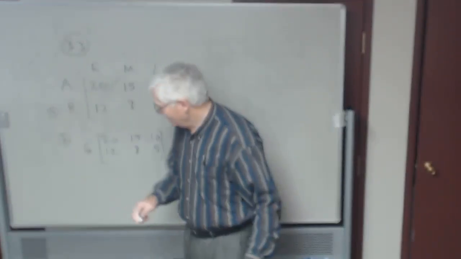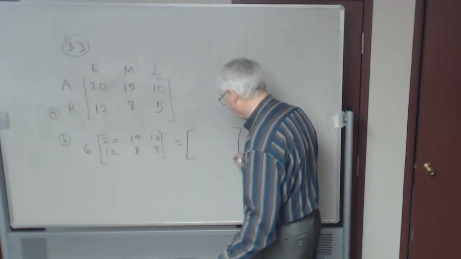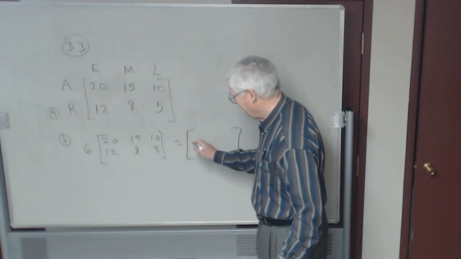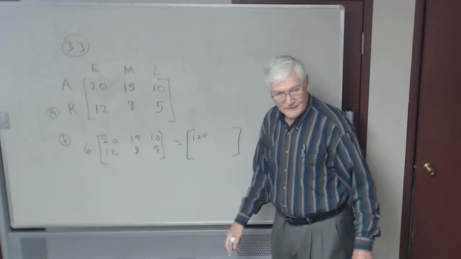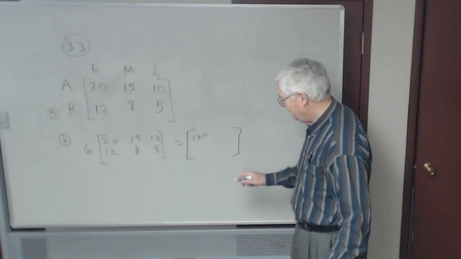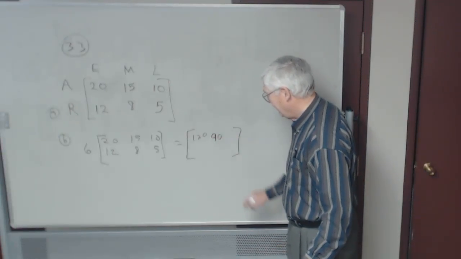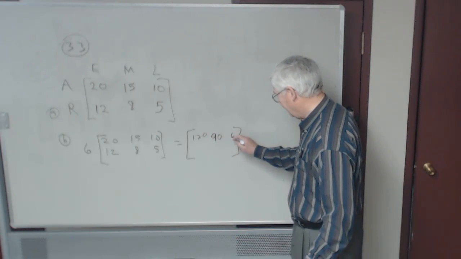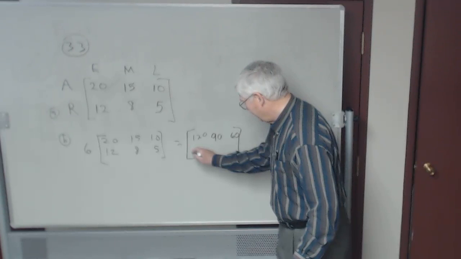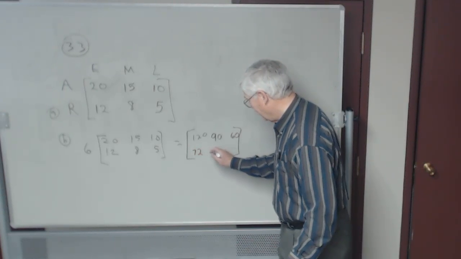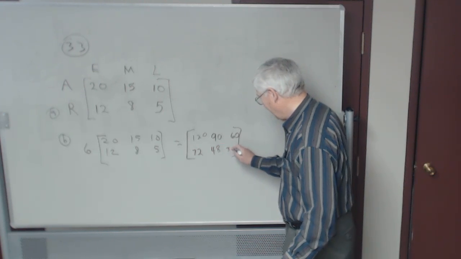So you already know what to do, don't you? That would be what? What goes here? 6. 120, right? And then 6 times 15 is what? 90 and 60. And what's 6 times 12? 72, 48, and 30.